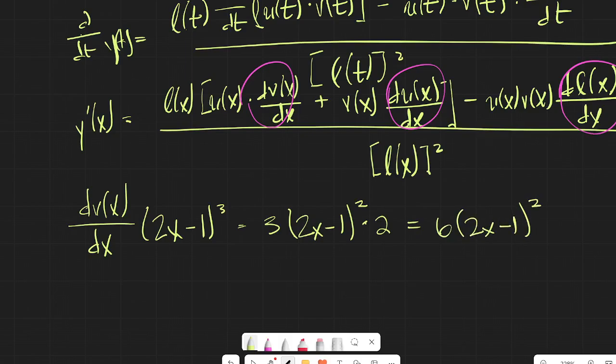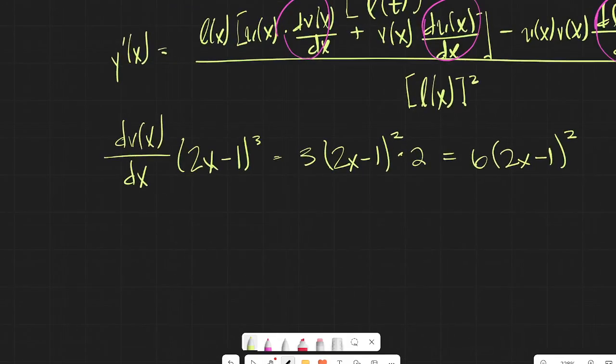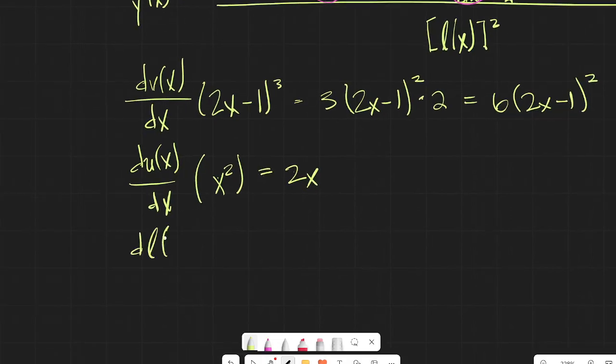To this expression here. We're also going to need what? du dx, right? So du dx of, and what is u of x? U of x we said was x squared. This one is pretty easy. That just equals 2x, no big deal. We also need the derivative of L, right? And what is L? Sorry, I need derivative operators here.